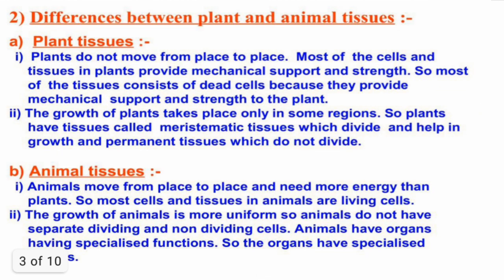In plant tissues, first difference is plants do not move from one place to another. Whereas in animal tissues, they move from one place to another and need more energy than the plants.